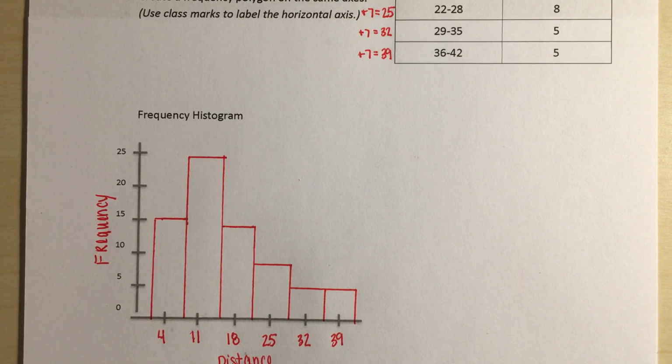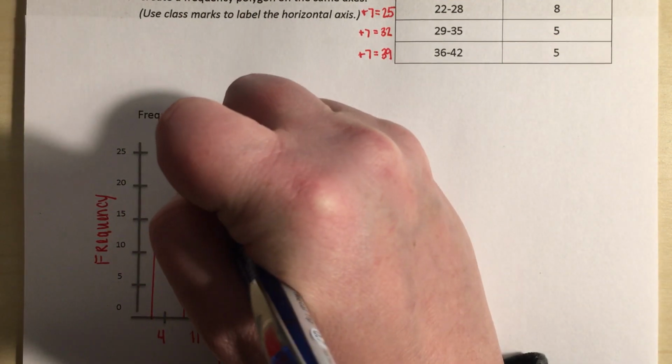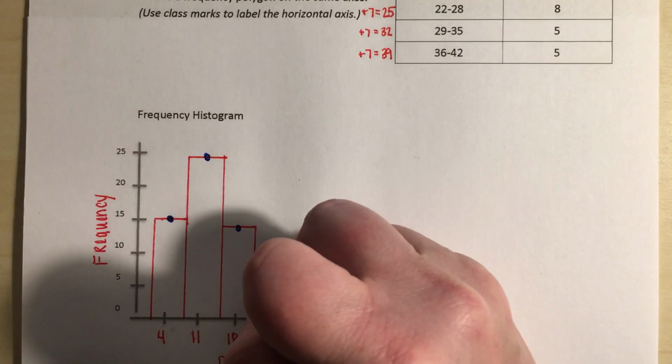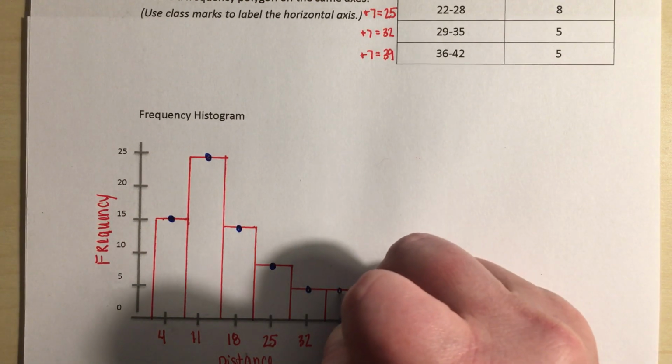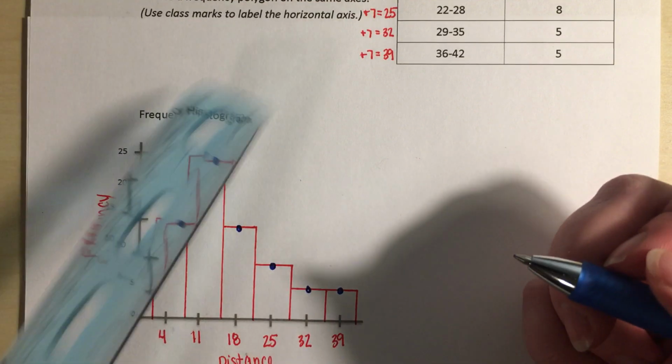Right, we're also told to construct a frequency polygon on the same set of axes. So our polygon is a line graph, and remember our polygon has dots that are directly above our numbers. So that means we're basically going to end up with dots in the middle of the top of these bars that we just created. Now we're going to go through and connect these to create a line graph.